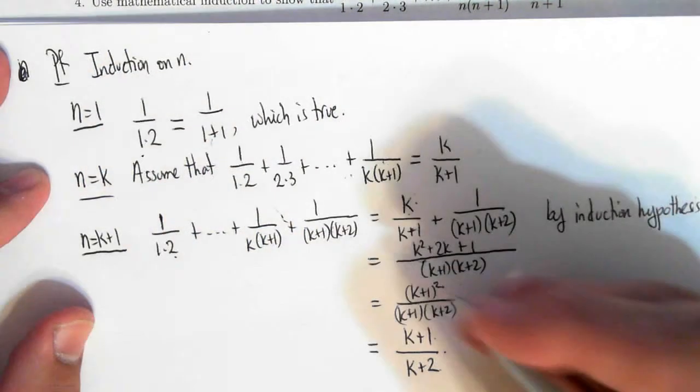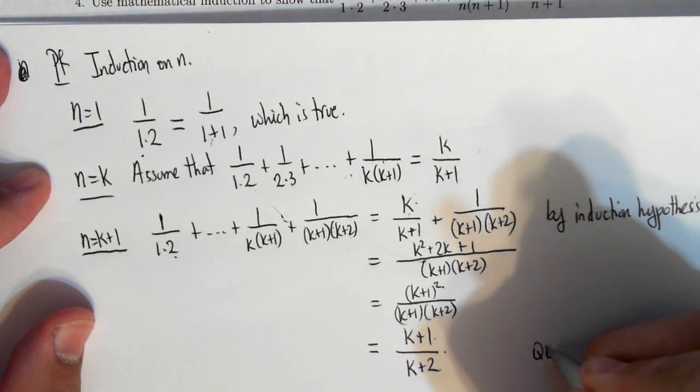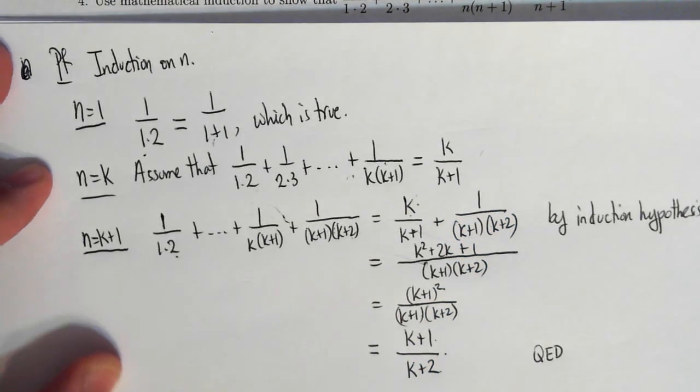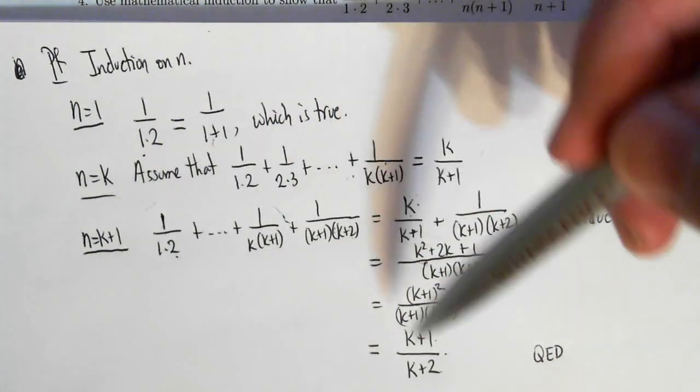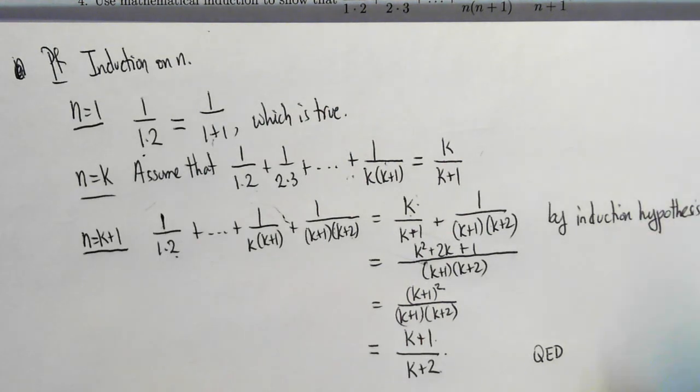Okay, so that ends the proof, and so I can use any standard end of proof symbol. I'll use QED for this one to denote that I've reached the end of the proof, that I've successfully turned the left-hand side into my target on the right-hand side, and I'm done.